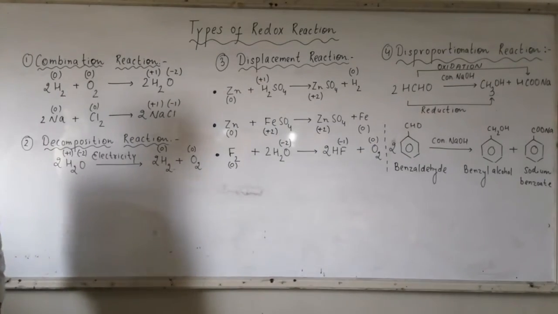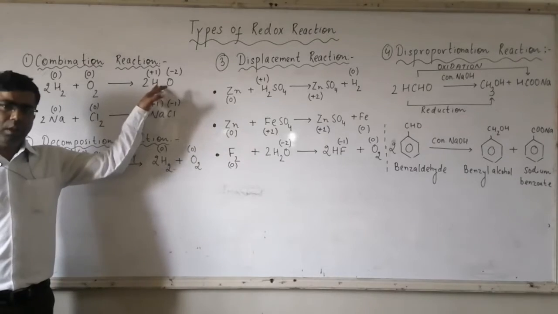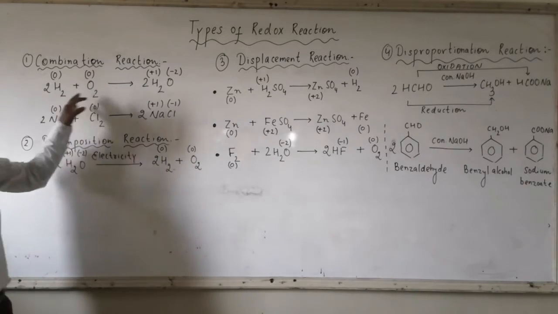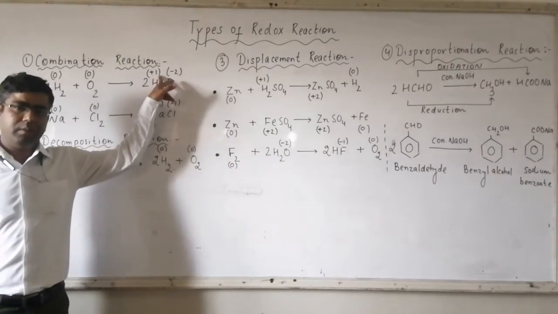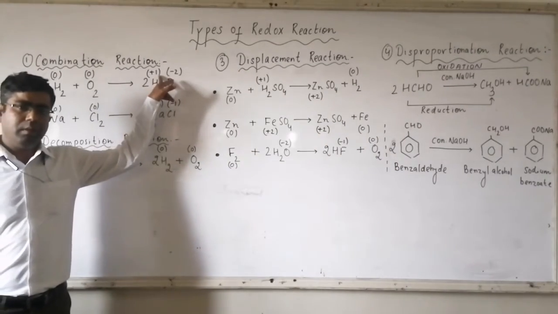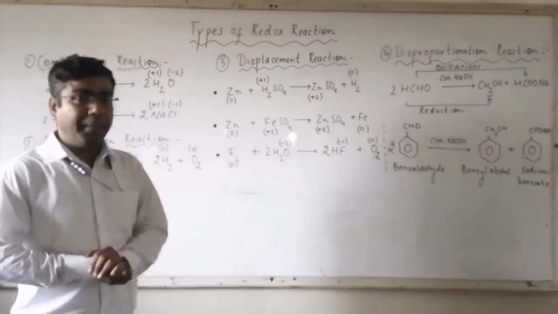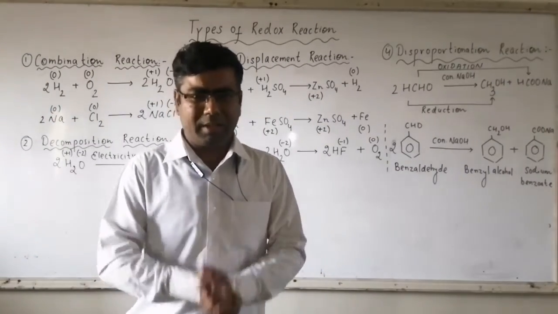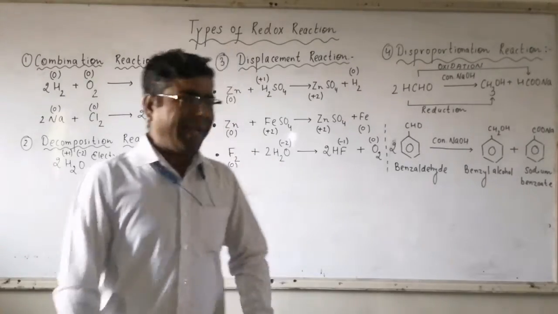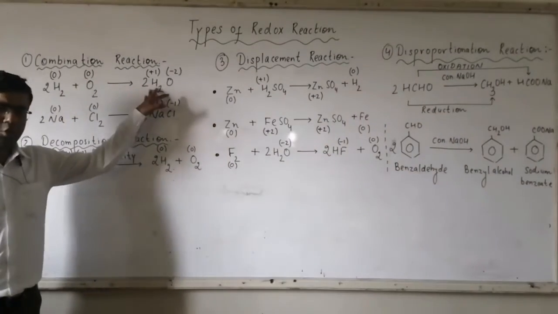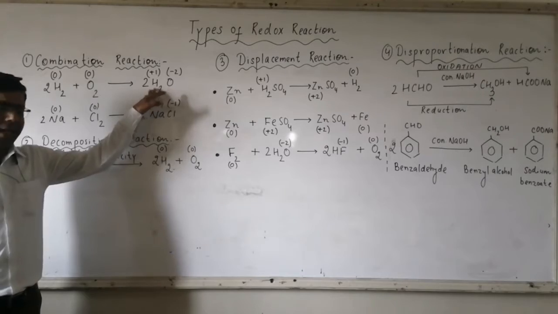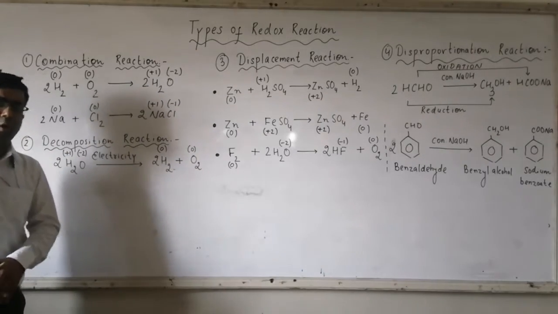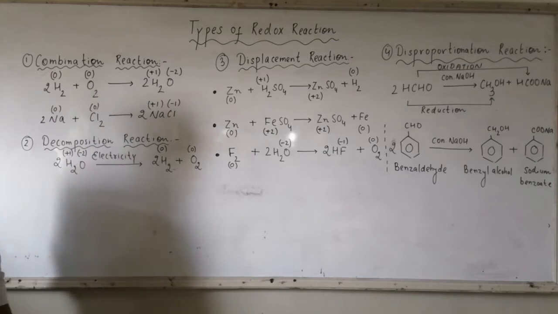Now, H2, when it forms H2O, the oxidation state of hydrogen gets converted from 0 to +1. And according to oxidation number concept, increase in oxidation number is called oxidation. So when H2 gets converted to H2O, it is called oxidation of hydrogen.